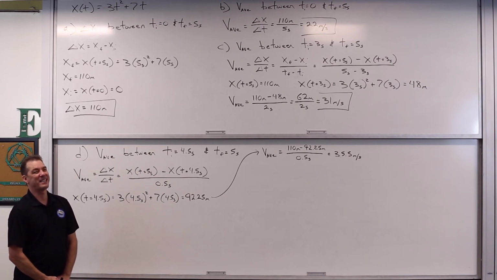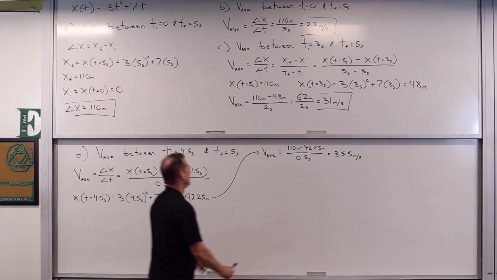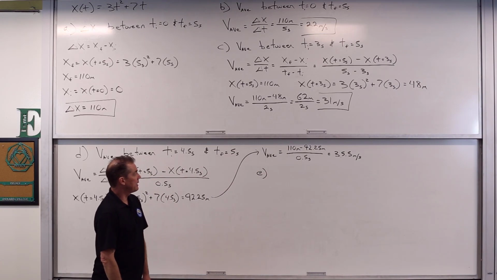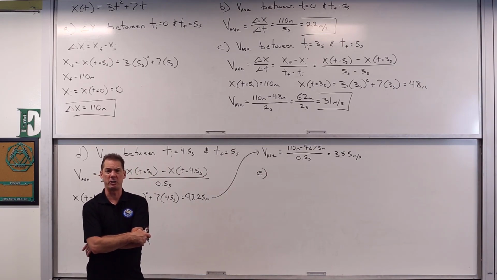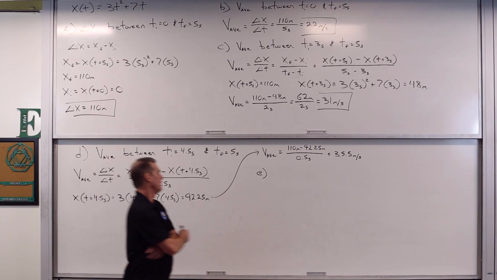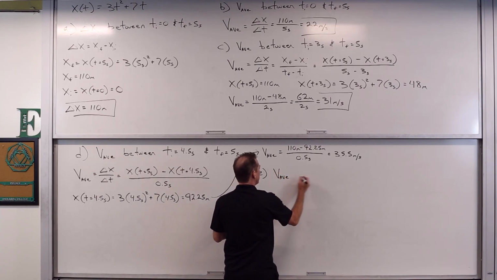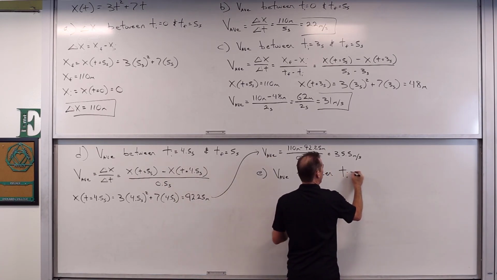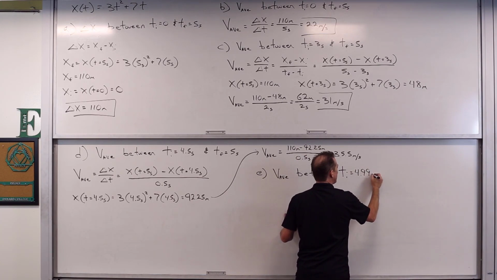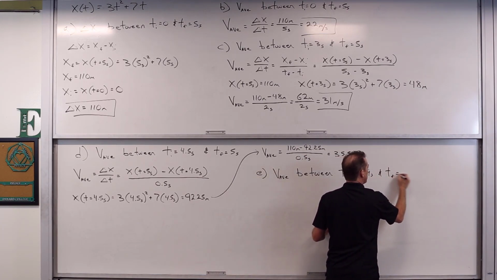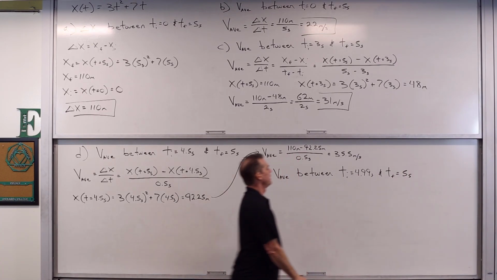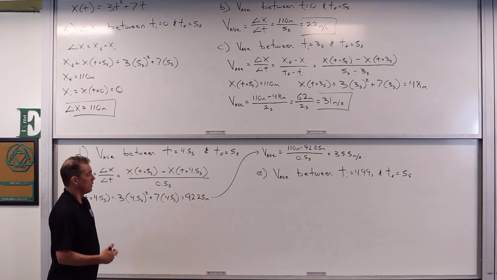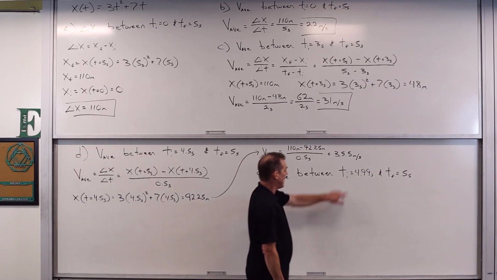Let's do it one more time. One more time, for part E here. And that is going to be, hey, let's shrink down the time interval to be really small, like 1/100th of a second. What is the average velocity between t initial is equal to 4.99 seconds and t final is equal to 5 seconds? So hopefully at this point we know the time interval, 0.01 seconds. We just need to know what is x initial.